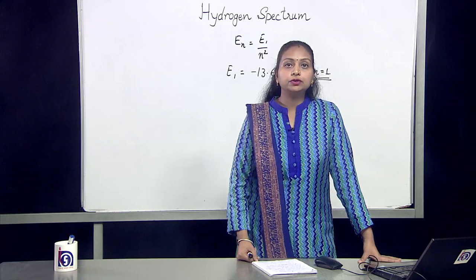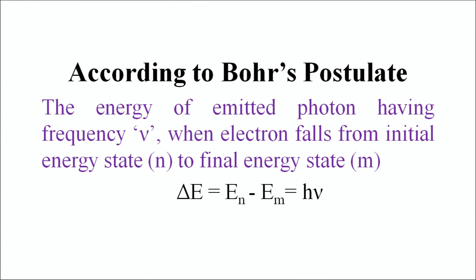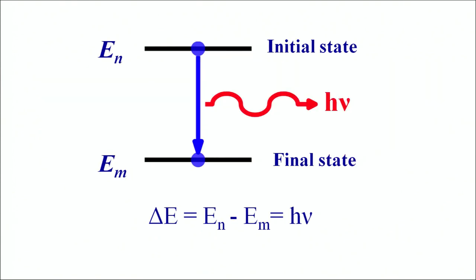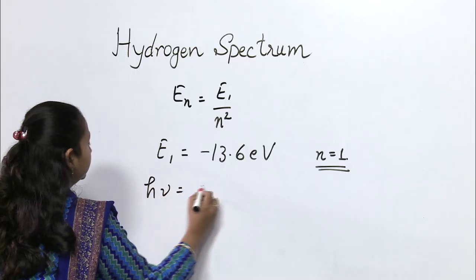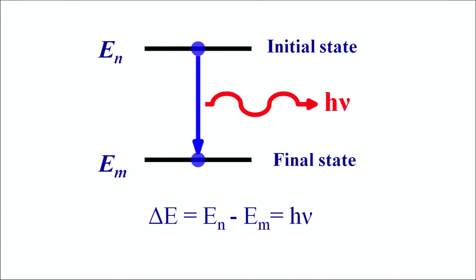As we have studied Bohr's postulates, according to the fourth postulate, the energy of the emitted photon having frequency nu, when an electron falls from an initial energy state n to a final energy state m, is given by h nu equal to En minus Em, where En represents the initial state and Em represents the final state. Now, if an electron is in the initial state, it will emit a radiation which has an energy h nu, equal to the difference between the two energy levels, and by emitting this radiation, the electron comes to the final state, that is, the ground state.